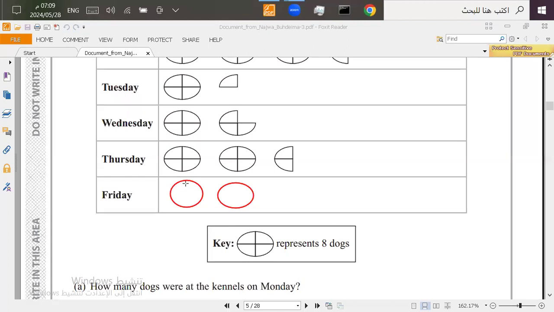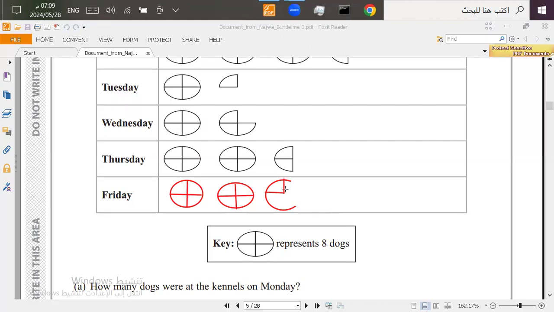You can draw the quarters like this. So we need 18, okay? 8 plus 8 is 16. We need two of 1/4 because we need 2 dogs. So we draw a circle like this, cut it with a quarter like this. Now you know that a quarter represents 2 dogs.